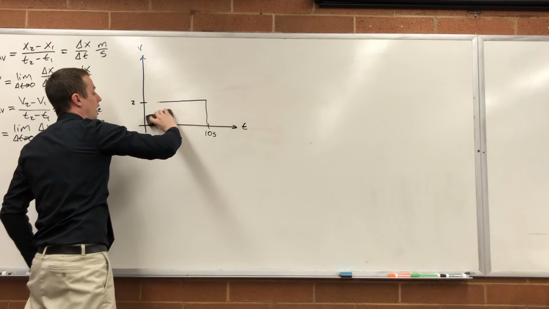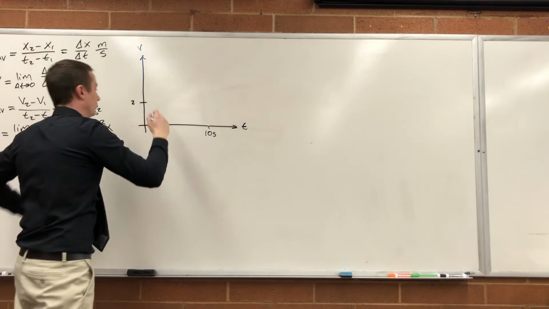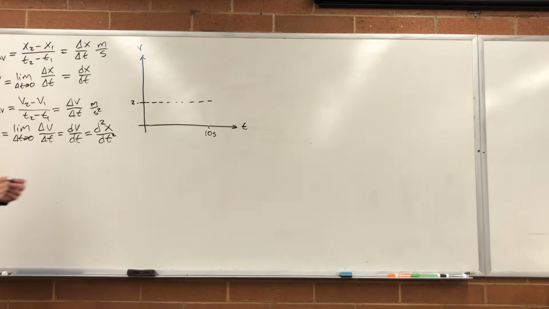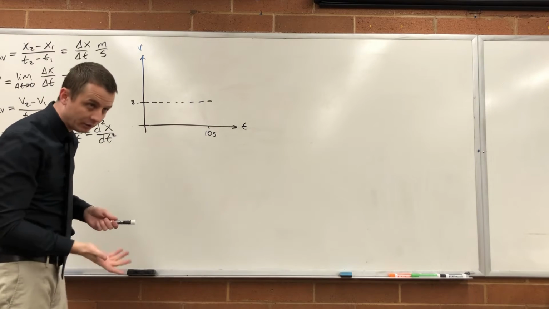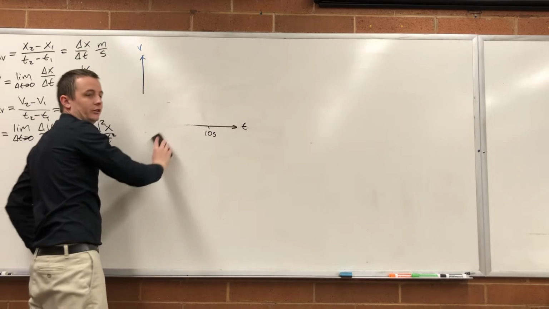Now I'll do one, sorry, I forgot to ask you another question. If my velocity is always 2, what's my acceleration? 0. I'm not accelerating. I'm maintaining my same velocity. What's the slope of that line? 0. Okay. Maybe that simple example was enough for you to see the connections.